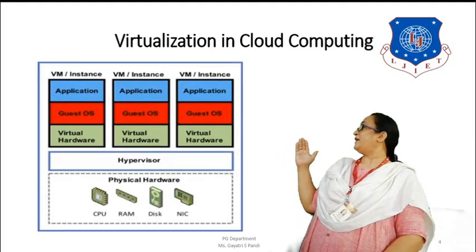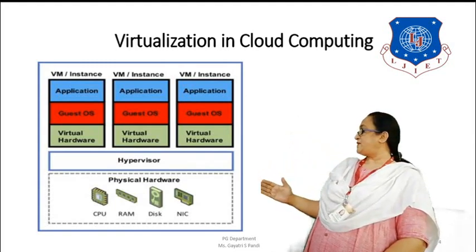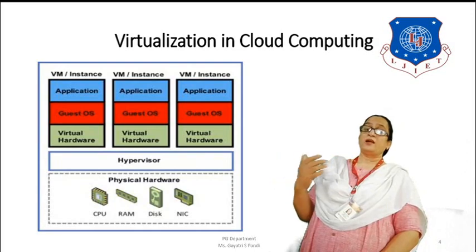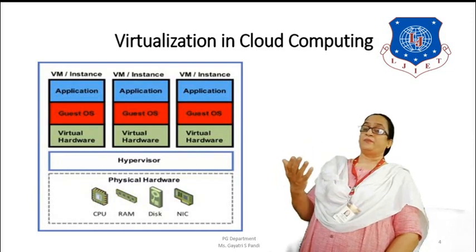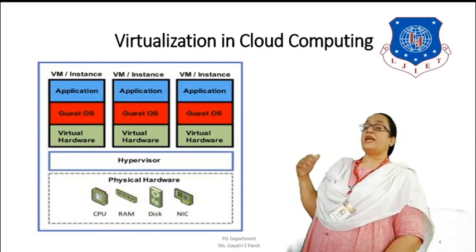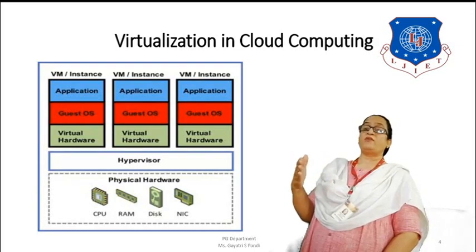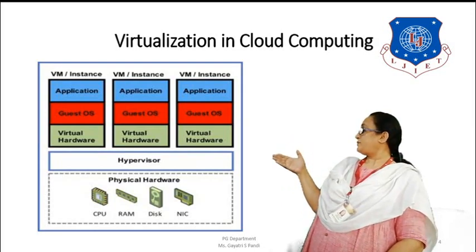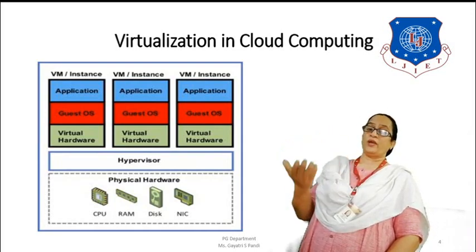Now, as you can see in the diagram, this depicts virtualization in cloud computing. On the lower side, you can see the physical hardware, like the CPU, the RAM, the disk, and the NIC, which stands for Network Interface Card. Above that, you have the hypervisor, which helps in creation of the virtualization layer. You have various types of hypervisors which we saw in the previous session on basics of virtualization. Above the hypervisor we have the virtual hardware. This is the focus of today's session.